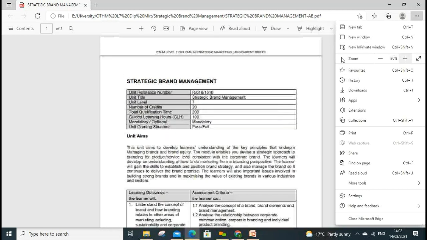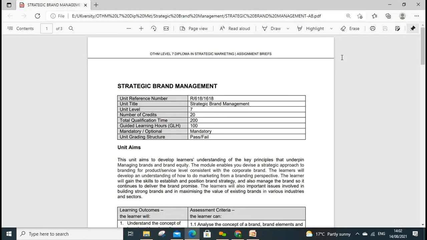Today's lesson, before starting this unit, we'll go through what we're supposed to learn. This unit, Strategic Brand Management, is a Level 7, 20 credit unit. Yes, it's a mandatory passing criteria, pass or fail. The unit aims to develop learner understanding of the key principles that underpin managing brand and brand equity.